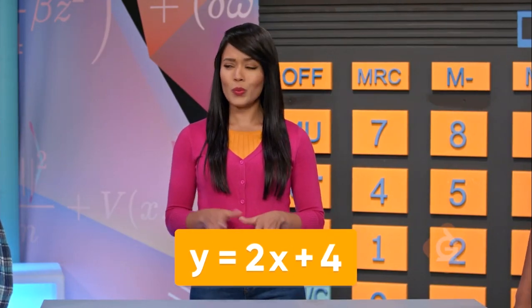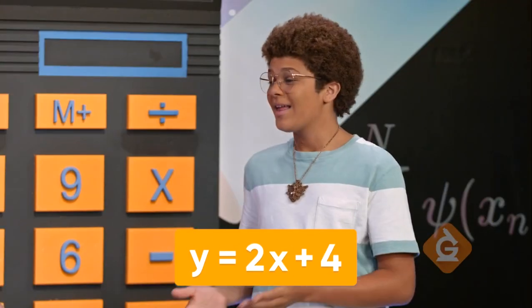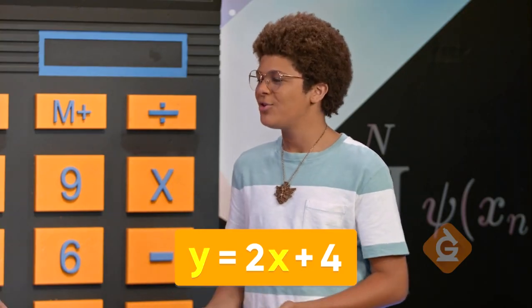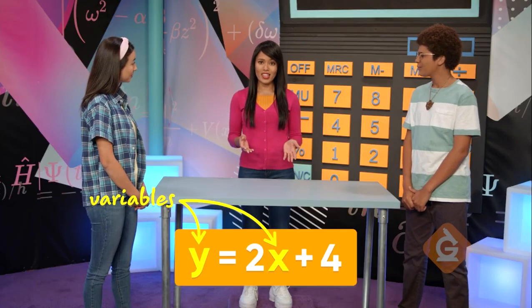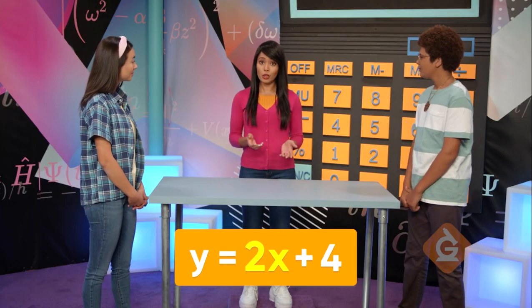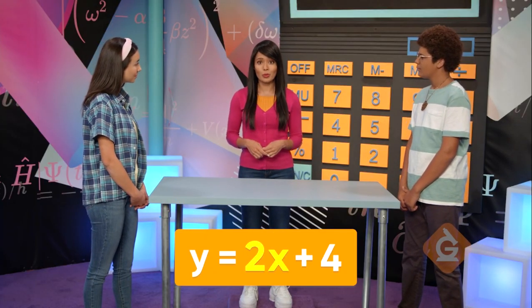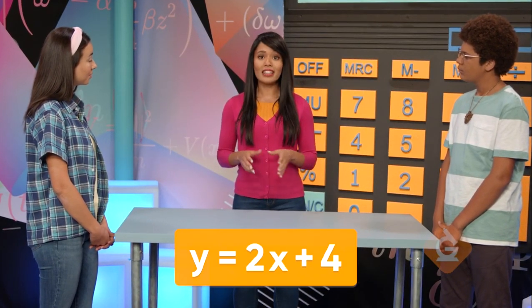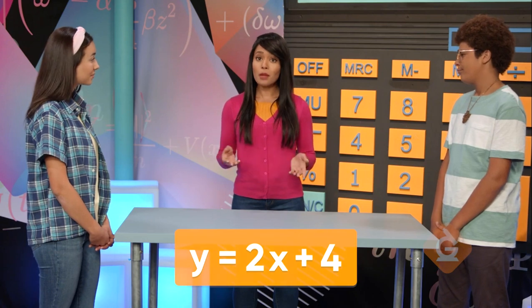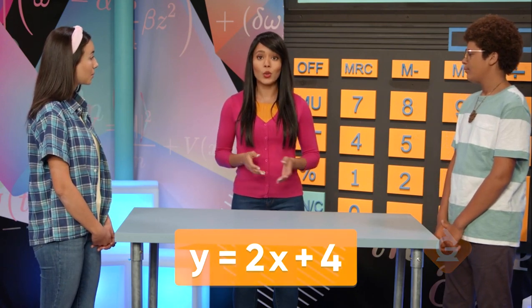Excellent. Now here is an equation for a line. What do you notice about it? An x and a y, and two numbers. Yes, x and y are variables. And when you put a number next to a variable, like x, it means to multiply. Now this equation allows us to plug in a value for x and get the value for y. We can then plot the x and y values on the coordinate plane.